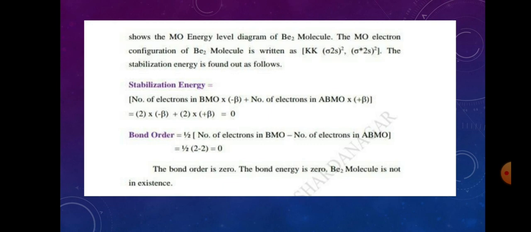Then we calculate bond order using the same formula, that is 1/2 number of electrons in bonding molecular orbital minus number of electrons in antibonding molecular orbital. Again the number of electrons in BMO is equal to 2 and the number of electrons in ABMO is also 2. Then we get 1/2 (2 minus 2) is equal to 0. The bond order as well as stabilization energy of the Be2 molecule is 0. The bond energy is also 0. Hence the Be2 molecule does not exist.